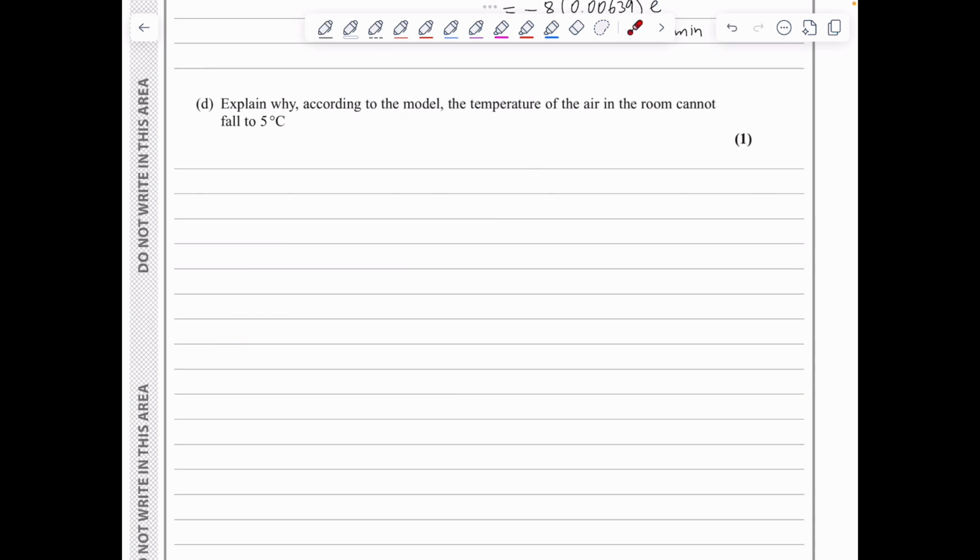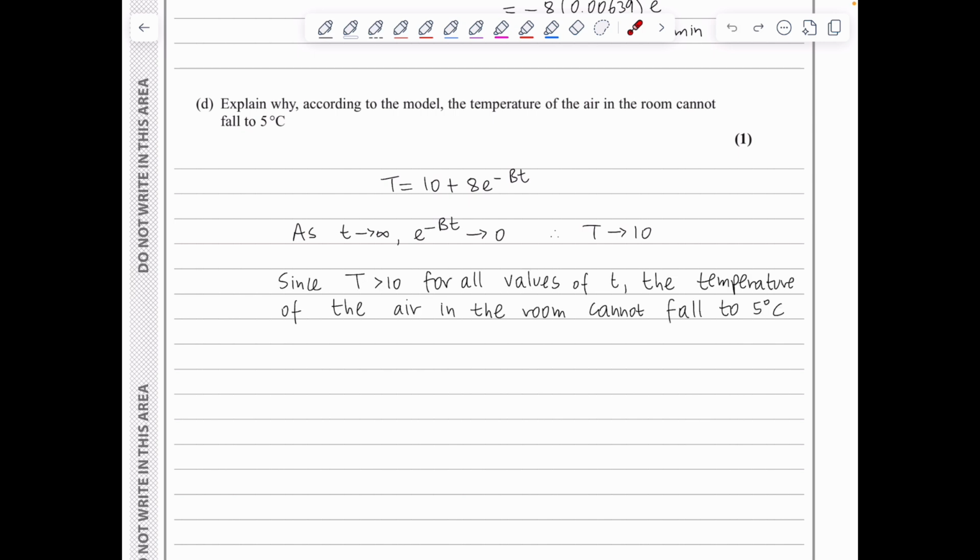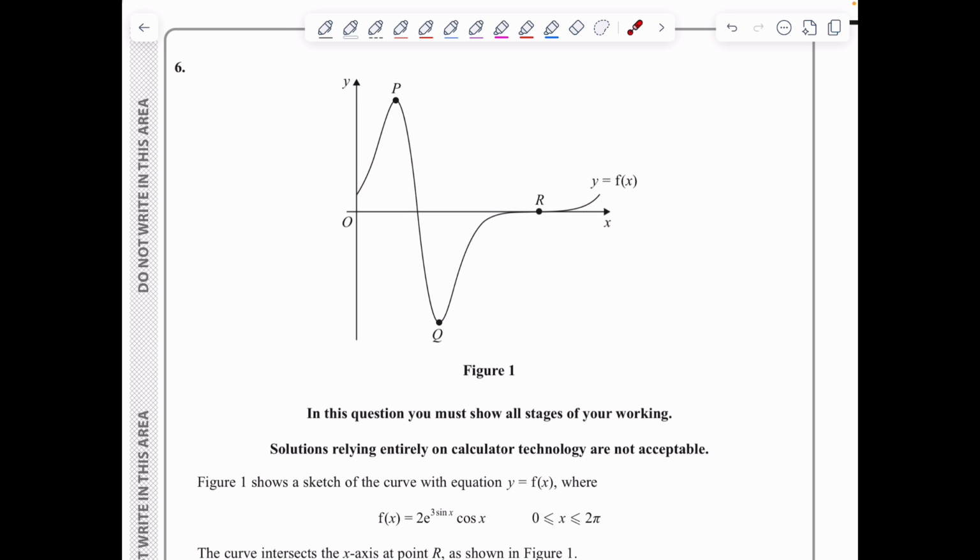In part D, we need to explain why, according to the model, the temperature cannot fall to 5 degrees Celsius. Well, the equation of the model is here. It's capital T being equal to 10 plus 8 e to the minus bt. And we know that as t goes to infinity, then e to the minus bt goes to 0. So the exponential term vanishes, and therefore T goes to 10. This is actually the minimum temperature that we can attain. And since we've got capital T being greater than 10 for all values of t, we can never fall to 5 degrees Celsius.